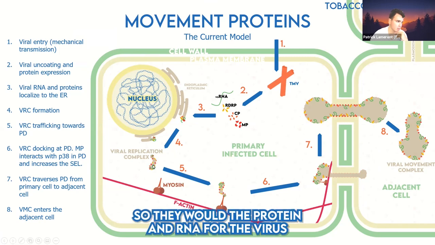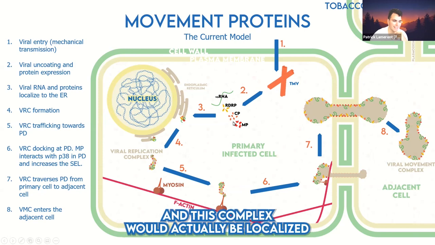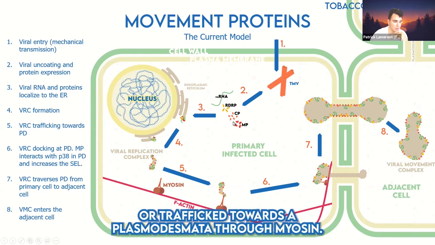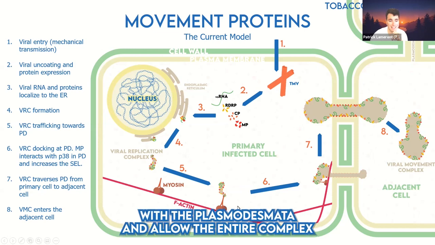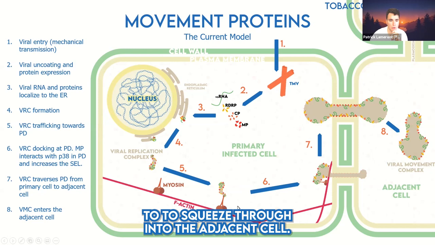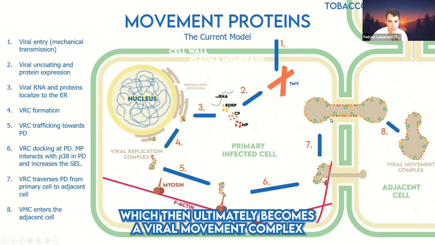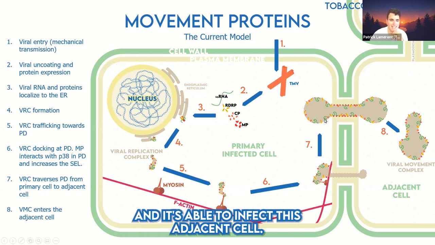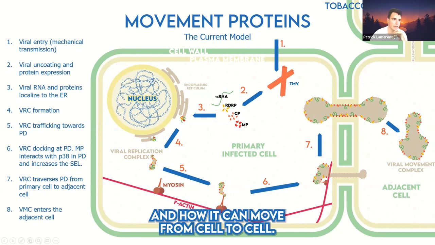So the same thing here. So the protein and the RNA for the virus would localize to the ER. It would create this complex, and this complex would actually be localized or trafficked towards the plasmodesmata through myosin. And then from there, it would interact with the plasmodesmata and allow the entire complex to squeeze through into the adjacent cell. So we have a viral replication complex, which then ultimately becomes this viral movement complex and is able to infect this adjacent cell. So it's a really neat strategy, and it's almost a different form of virion for this virus and how it can move from cell to cell.